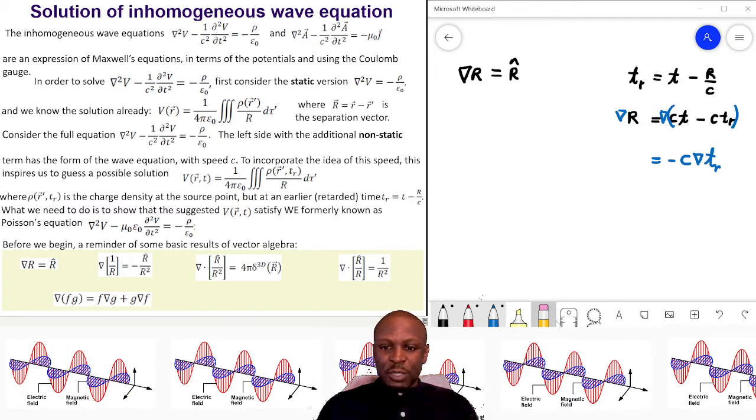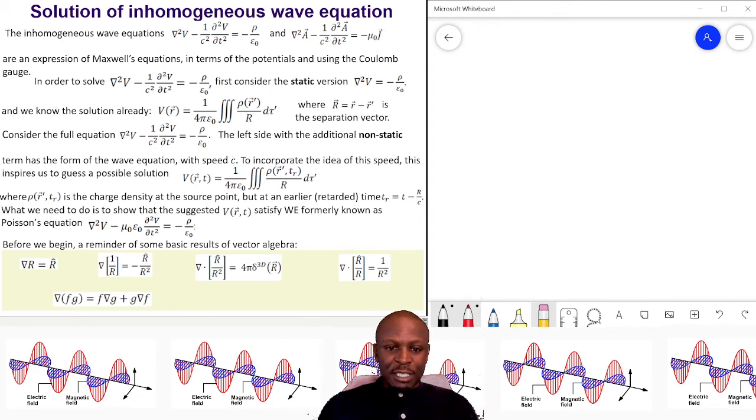We are also going to be using the product rule. If you have to differentiate two functions f and g, this is what you are going to do. And from there, you can also write the divergence of a vector times a scalar function to be given by this. Now, first of all, we are going to take the first derivative of this potential, and after getting the answer, we are going to take the second order derivative, which is nothing else but the Laplacian.